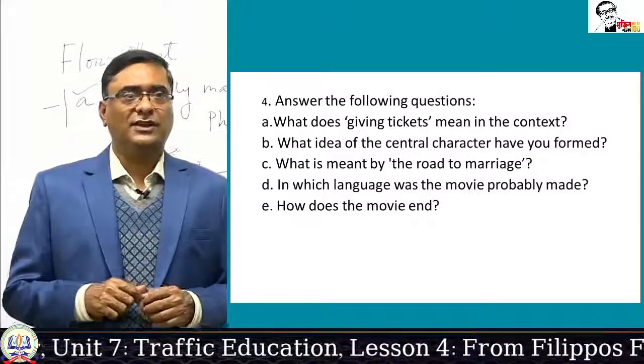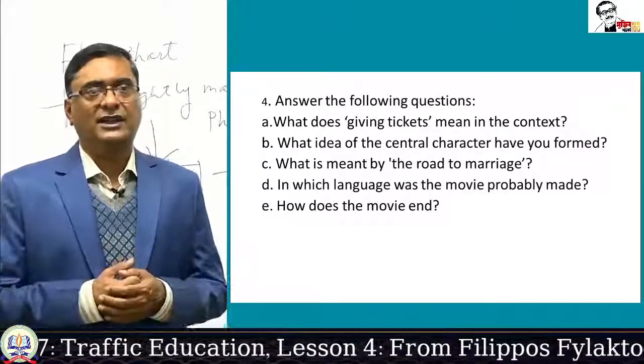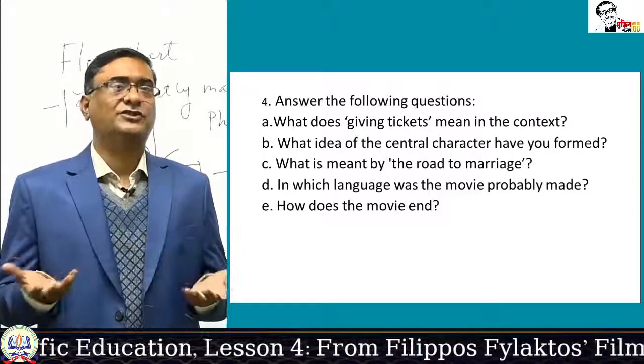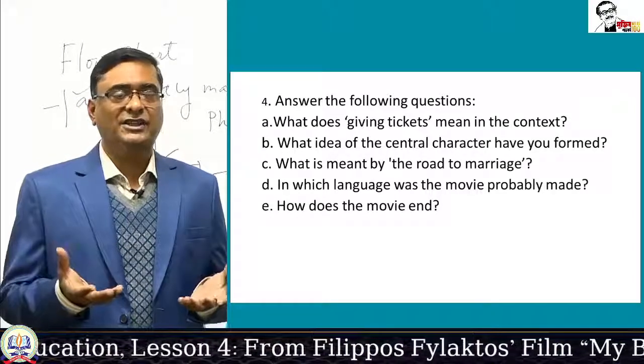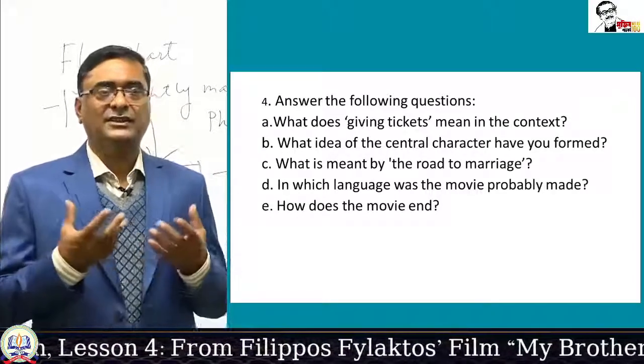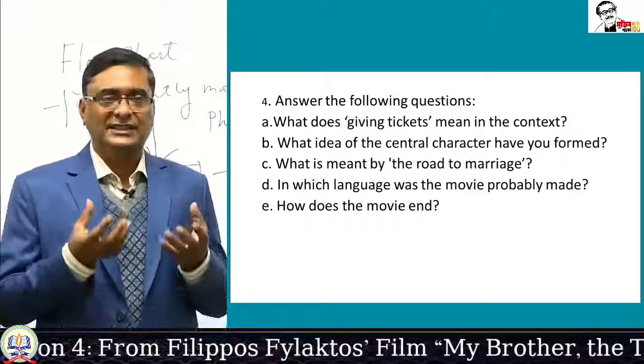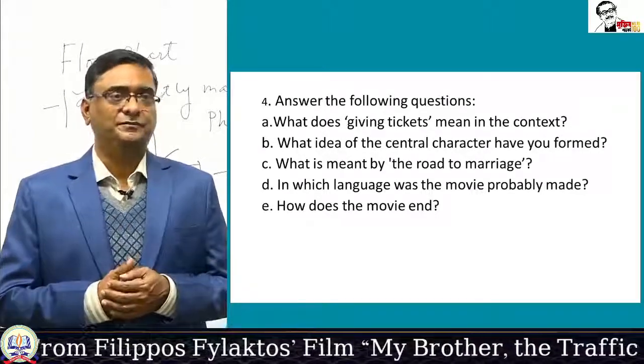The second one: what kind of idea of the central character have you formed? It has given me liberty. That's why I'm saying that though he appears to be eccentric, I personally think he's a very devoted policeman, and he is very sincere and responsible to his service.